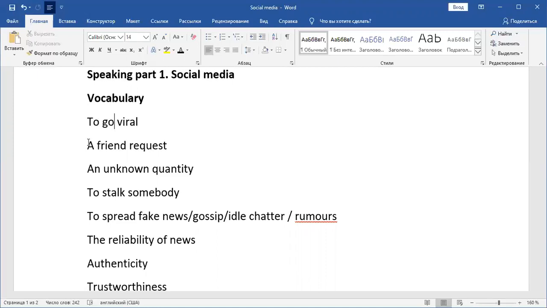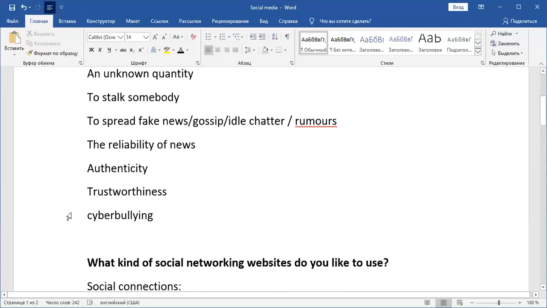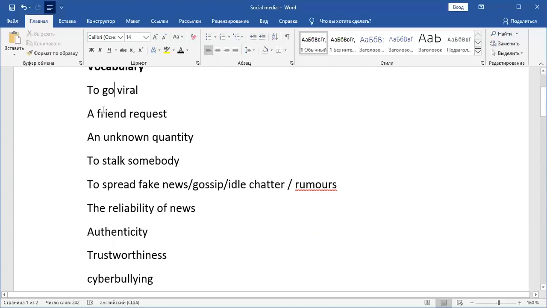To spread fake news, to spread gossip, to spread idle chatter, to spread rumors. This is what happens a lot in social media. The reliability of news, that's also an escalation, because you cannot always rely on this information. It's not always authentic. So authenticity, that's another word for reliability or trustworthiness. And you probably have heard of cyberbullying. So all these vocabulary items are very nice.